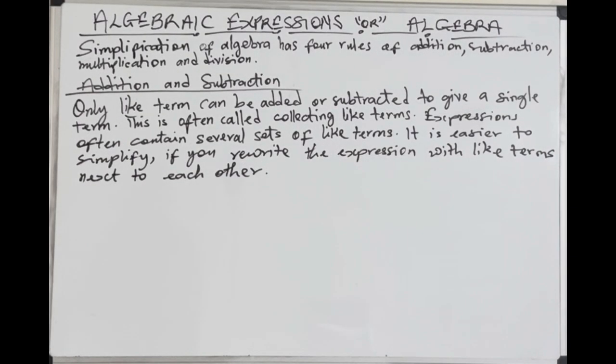So we are saying simplification of algebra has four rules: addition, subtraction, multiplication, and division. We are going to tackle addition and subtraction. Then we'll move to multiplication and division. So only like terms can be added or subtracted to give a single term. It is often called collecting like terms. Expressions often contain several sets of like terms. It is very easy to simplify if we rewrite the expression with the like terms next to each other. So that's what we are going to do.